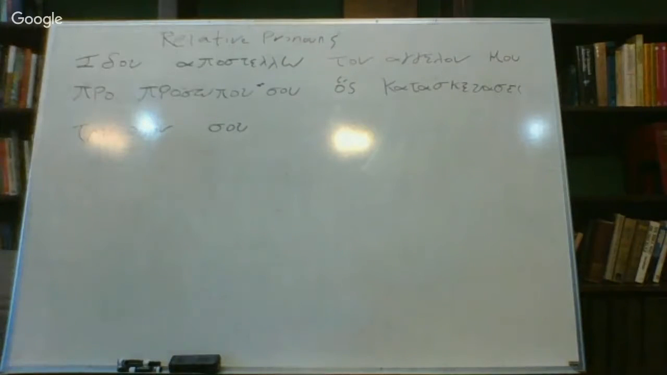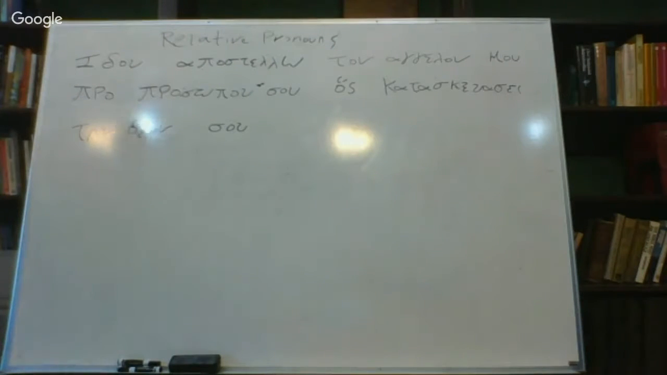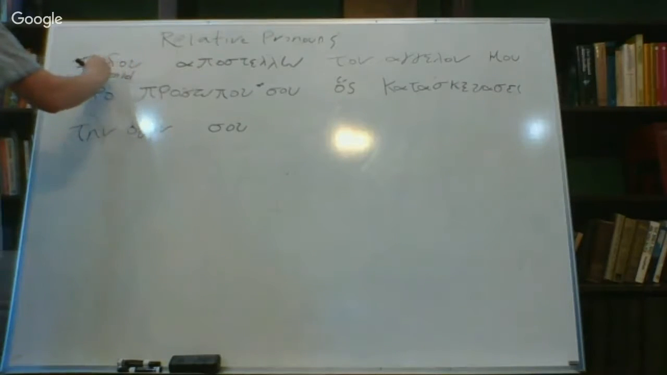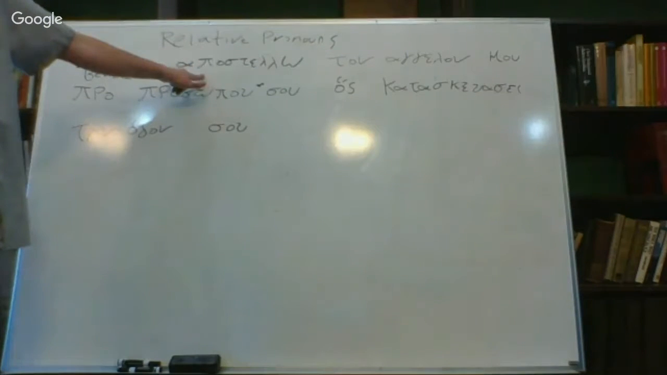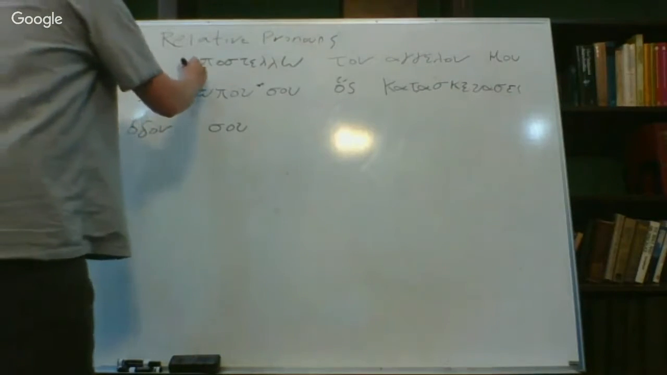All right. So idou apostello ton angelon mou pro prosopou sou hos kataskeuasei ten hodon sou. So we can go ahead and parse some of these. Idou, you know idou, yes? See or behold. Behold. Apostello is present active indicative, first person singular, from apostello, meaning I send.